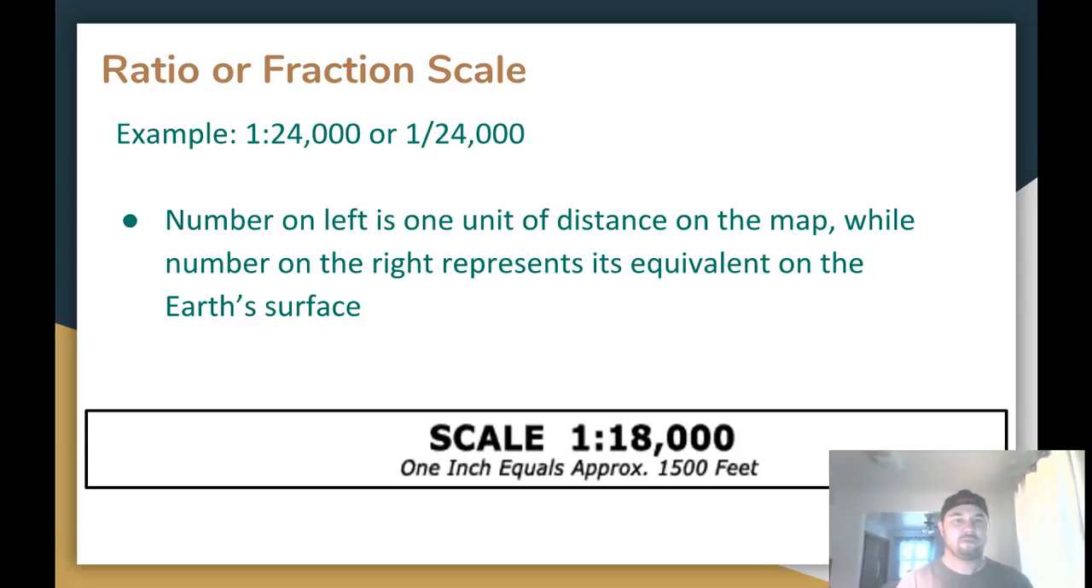So a 1 to 24,000 simply means when you measure that one pen or item, whatever item it is, it doesn't have to be a pencil, in real life it'll take you 24,000 of those to get from point A to point B at the end of that measurement.